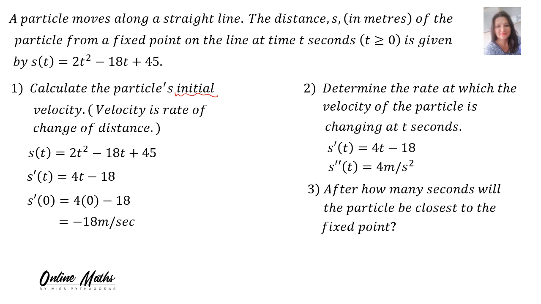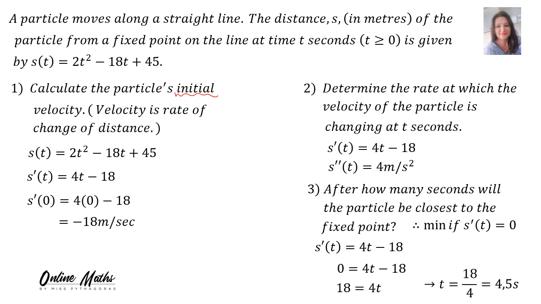Number 3. After how many seconds will the particle be closest to the fixed point? That means the minimum. And where do we find the minimum? The minimum is where the first derivative equals 0. There's our first derivative, and when we equate it to 0, we can solve for t. Negative 18 walks across, we divide by 4, therefore t is 4,5 seconds.